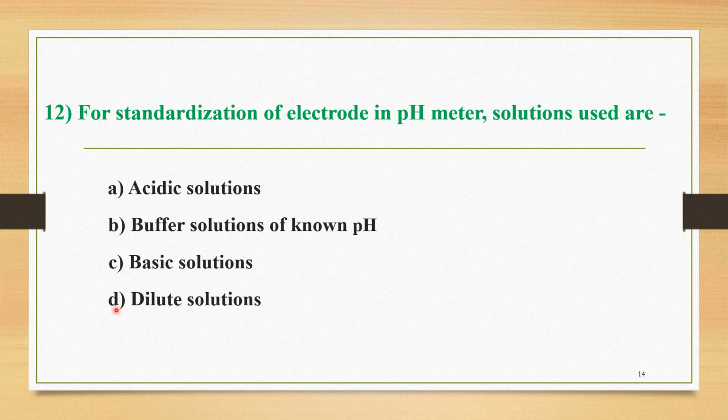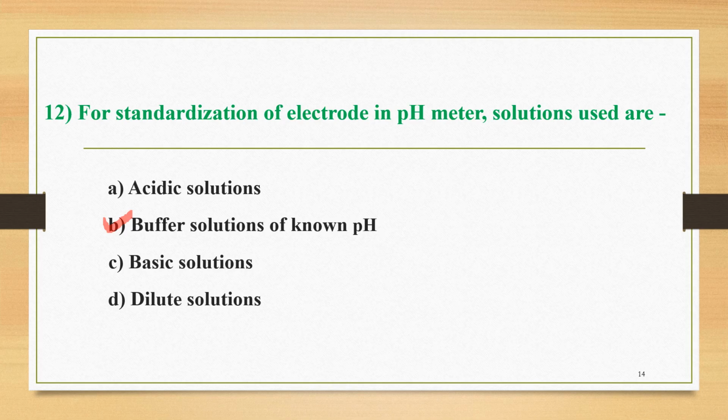Now we know the procedure for standardization of electrode in pH meter before its actual use, and we can standardize this pH meter, the electrode in this pH meter, with the help of some solutions having the known pH value, and those solutions are called buffer solutions, and that's why the correct option or answer of this question number 12 is option B, that is, buffer solutions of known pH.